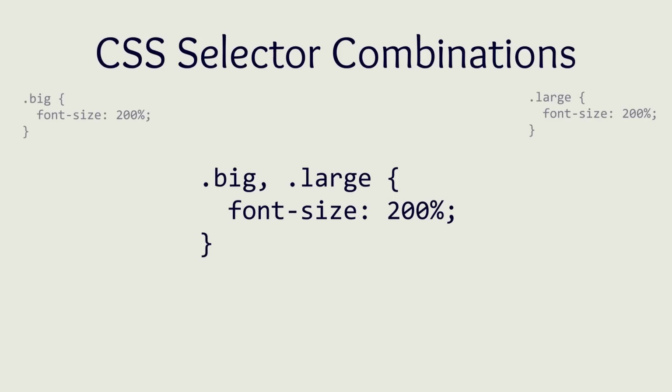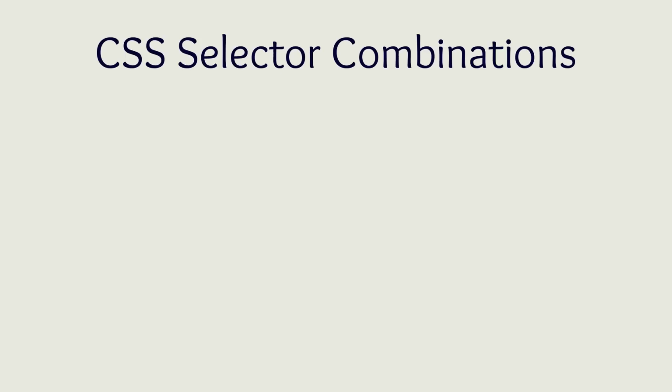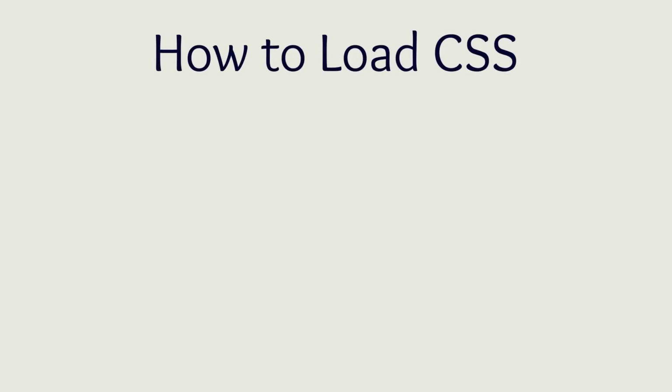There is also one other form of selector, the everything selector, that is used to select every element on the entire web page. This selector is defined as the asterisk symbol and is only really used to set some defaults for your entire web page, such as font family. The last thing we need to discuss before writing some CSS is how to load the styles we write into our HTML page. There are three main ways to do this.